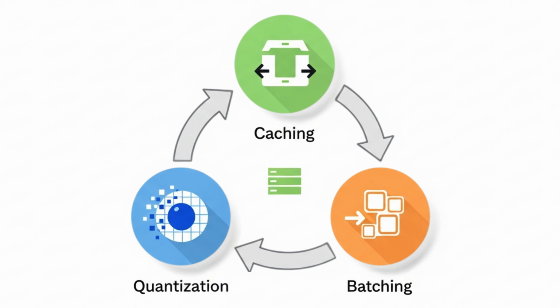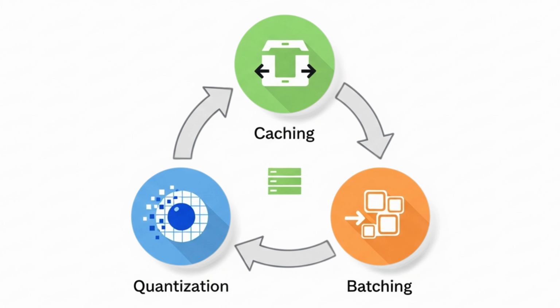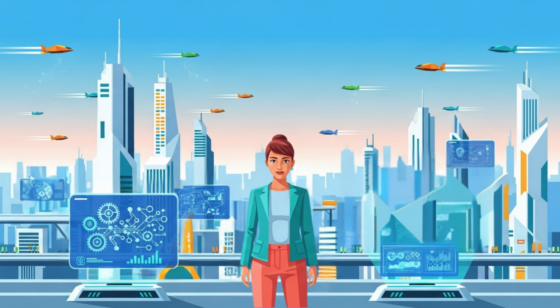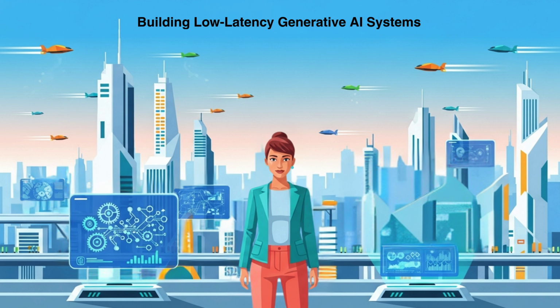But quantization is just one piece. Combine it with caching and batching to boost performance even further. Boom! Quantization cuts latency by shrinking model size, enabling faster, more efficient AI apps. Now, go optimize.